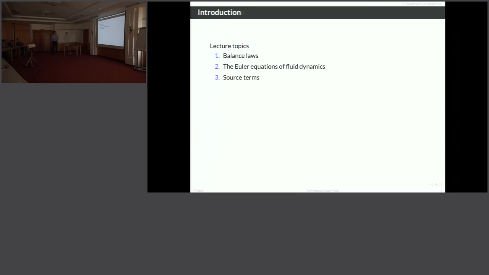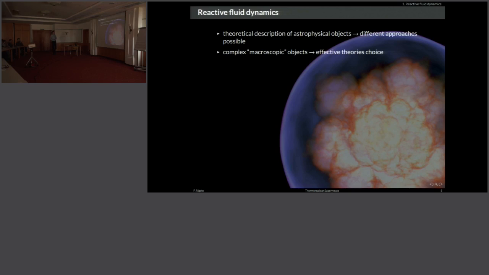So I will start out discussing general balance laws, and then, starting out from that, discuss the other equations of fluid dynamics, and then we will take a look at the source terms that we need in order to not only model fluid dynamics, but reactive fluid dynamics, with all the other ingredients that we need in order to capture the phenomena that are at work in the thermonuclear explosions of white dwarfs. So this is reactions, of course, but also transport processes, as we will see. All right, so reactive fluid dynamics.